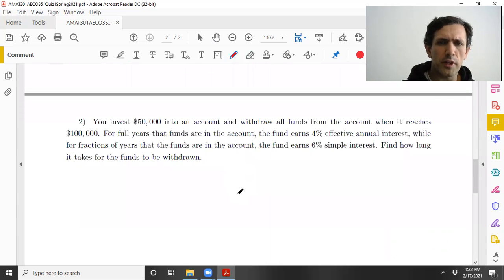Okay, so for the next one, very similar to homework. Basically the homework problem, except the homework problem had the same interest rate here. Just changed it. So you invest 50,000 and withdraw when you hit 100,000. For full years, the account earns 4% compound interest, effective annual interest. And for fractions of years, it earns 6% simple interest. Find how long it takes for the funds to be withdrawn.